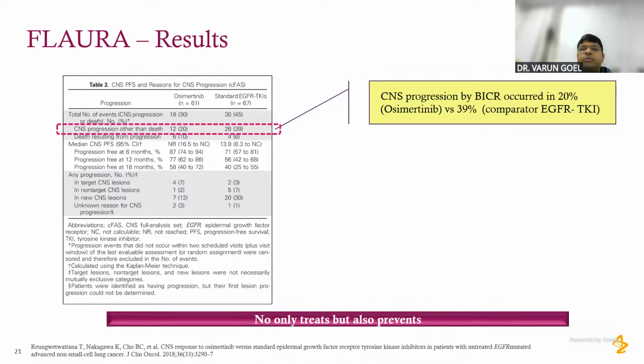CNS progression by independent committee review occurred in 20% in the osimertinib arm while 39% in the first generation TKI arm. So overall we may say, if a patient doesn't have upfront CNS mets, then there is less occurrence of CNS mets if we treat with osimertinib. And if a patient already has stable, non-symptomatic CNS mets, then these CNS mets may decrease, may go away radiologically, and the patient remains asymptomatic for a longer time.